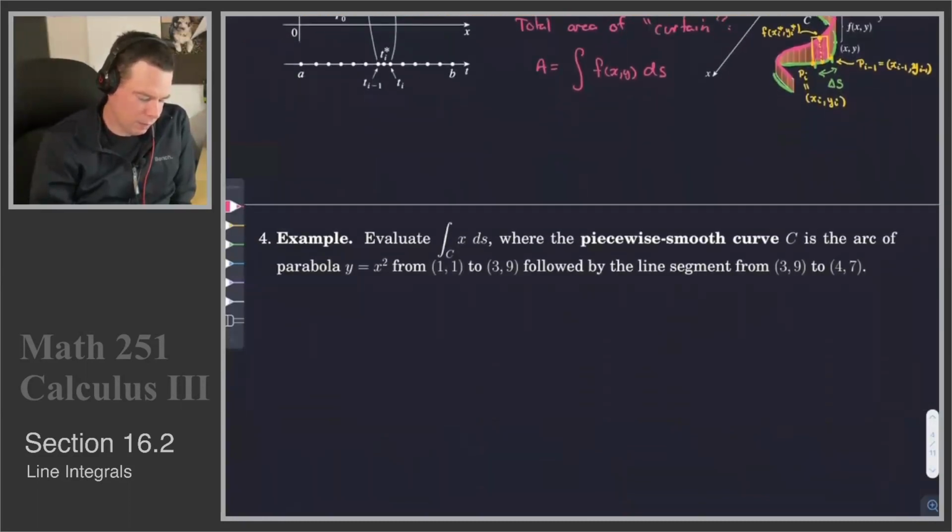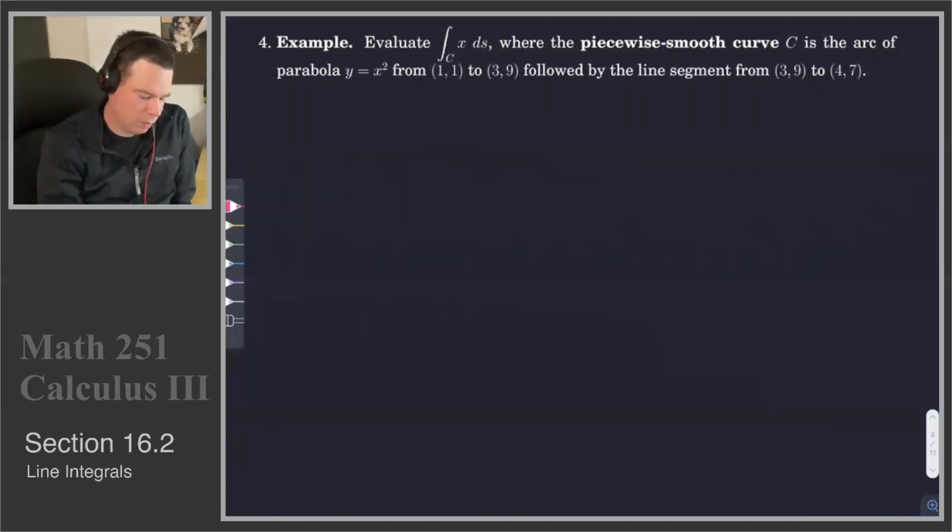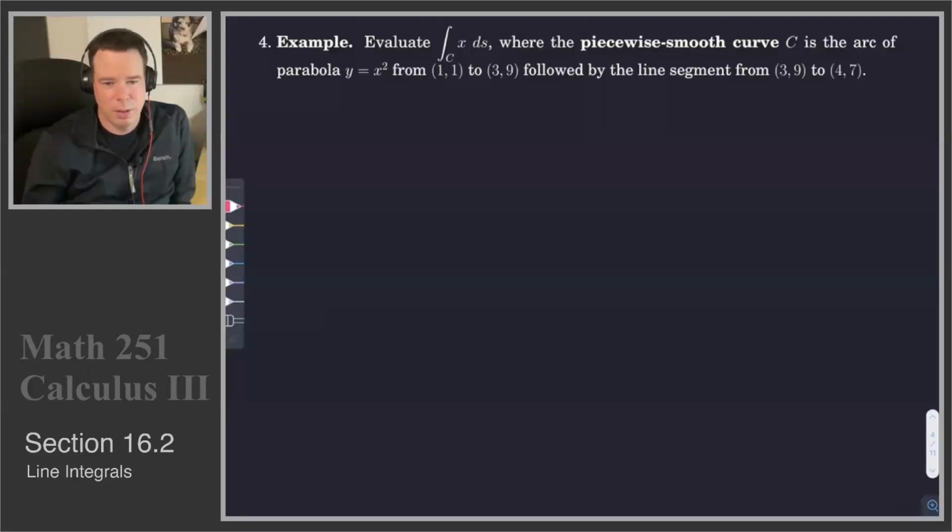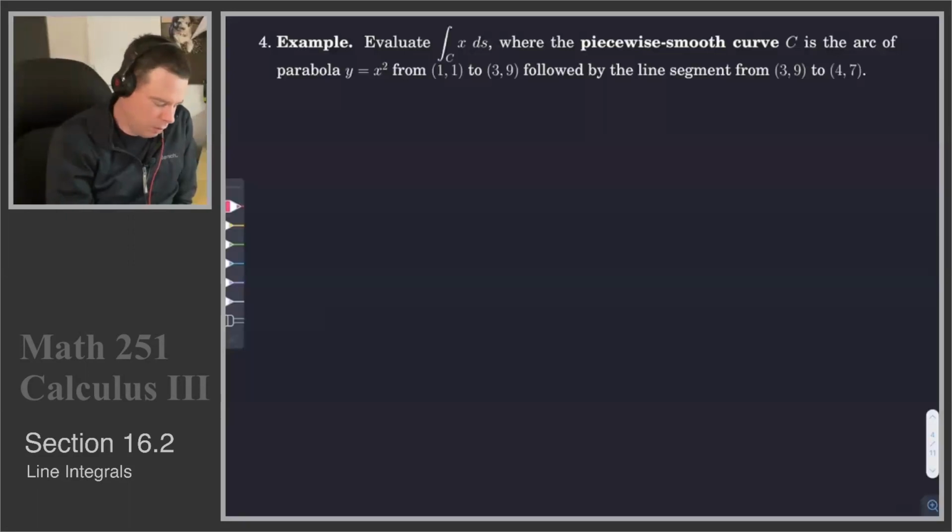Let's have a look at an example of actually computing one of these things. We want to evaluate the integral of x with respect to arc length ds over the curve C, where C is the arc of the parabola y equals x squared from (1, 1) to (3, 9), followed by a line segment between those 2 points. So let's get a feel for what this looks like.